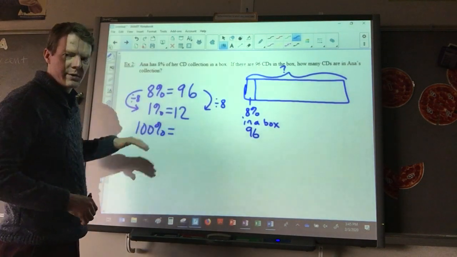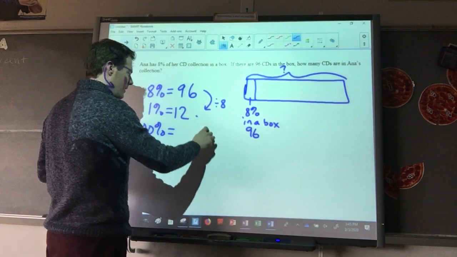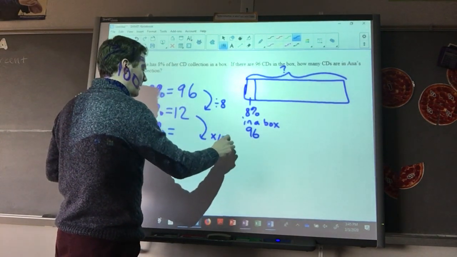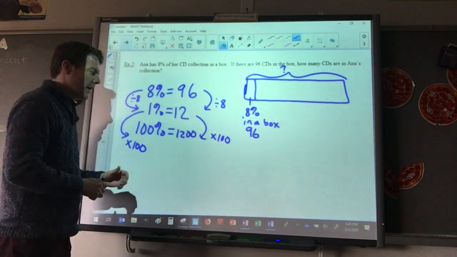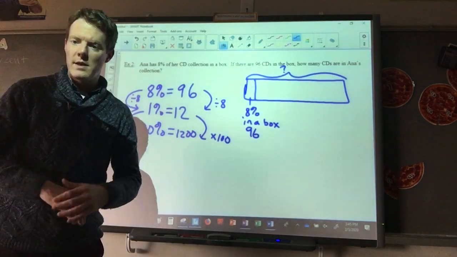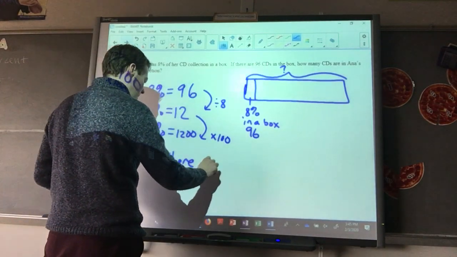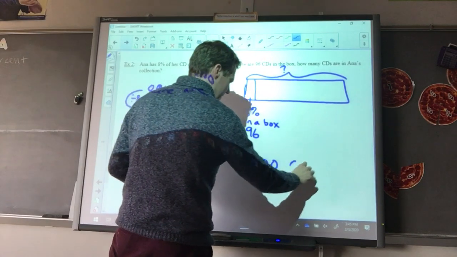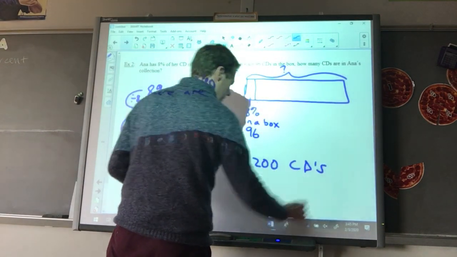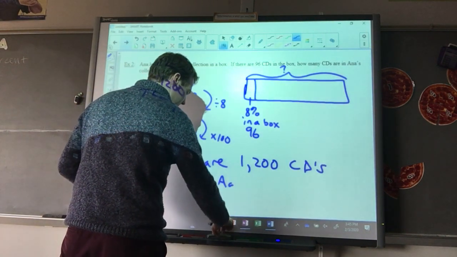100% is that 1% times 100. So now I'll just multiply 12 times 100, which is just going to be adding 2 zeros to it, and that will represent the CDs that are in her entire collection. So there are 1,200 CDs in Anna's collection.